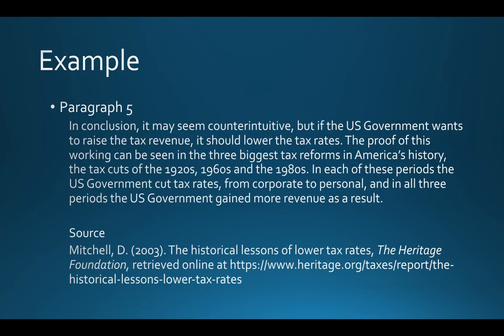In conclusion, it may seem counterintuitive, but if the U.S. government wants to raise the tax revenue, it should lower the tax rates. The proof of this working can be seen in the 3 biggest tax reforms in America's history: the tax cuts of the 1920s, the 1960s, and the 1980s. In each of these periods, the U.S. government cut tax rates from corporate to personal, and in all 3 periods, the U.S. government gained more revenue as a result.